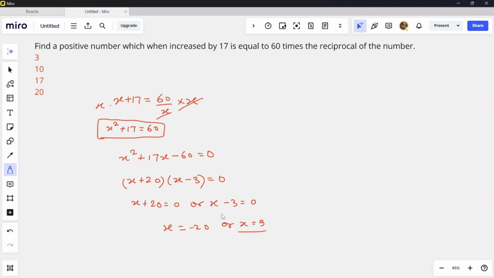Okay, now let's put the values in the equation. So x plus 17, this is our previous equation, x plus 17 equals 60 by x. Okay, x equals minus 20 or x equals 3, because a quadratic equation has two solutions. Okay, so minus 20 is not in our options, but 3 is in our options. So our first option is the correct option.